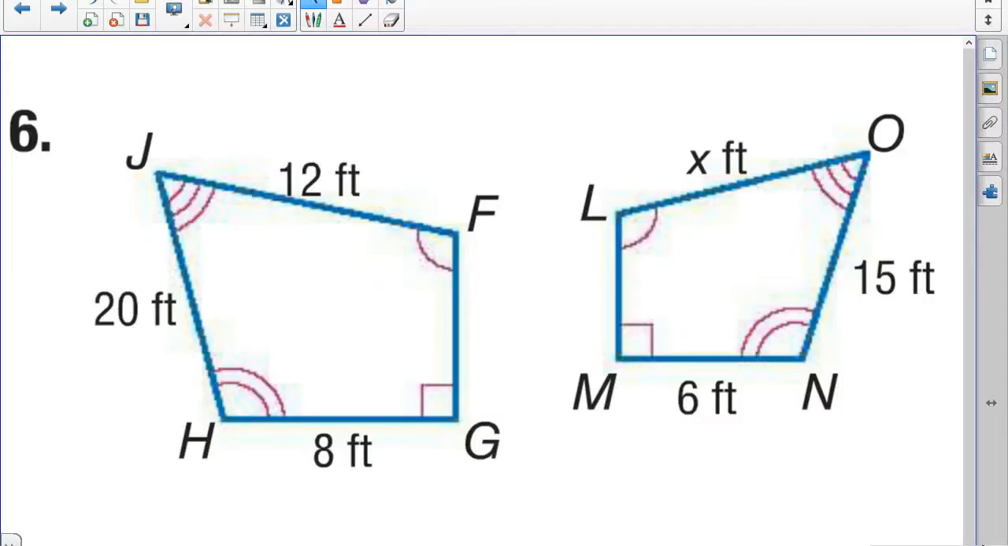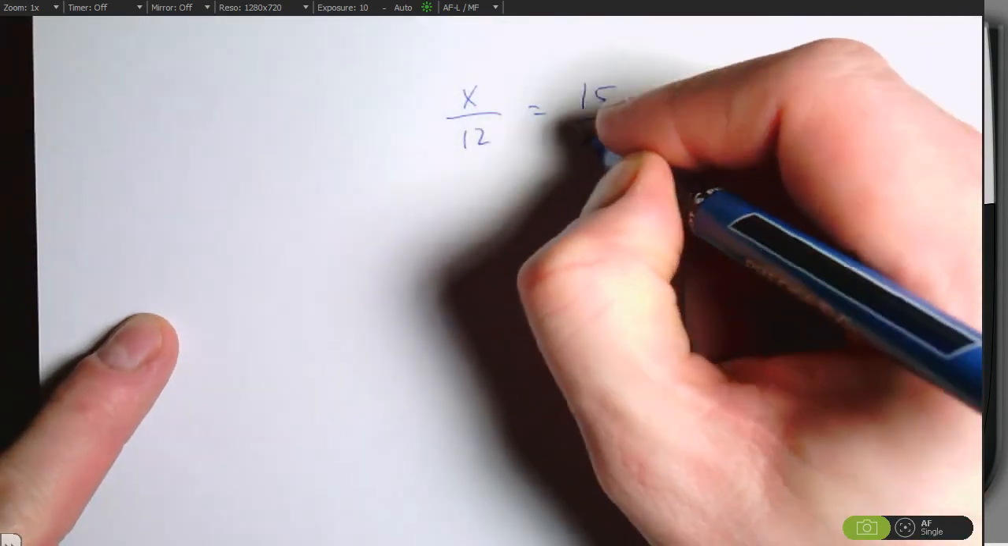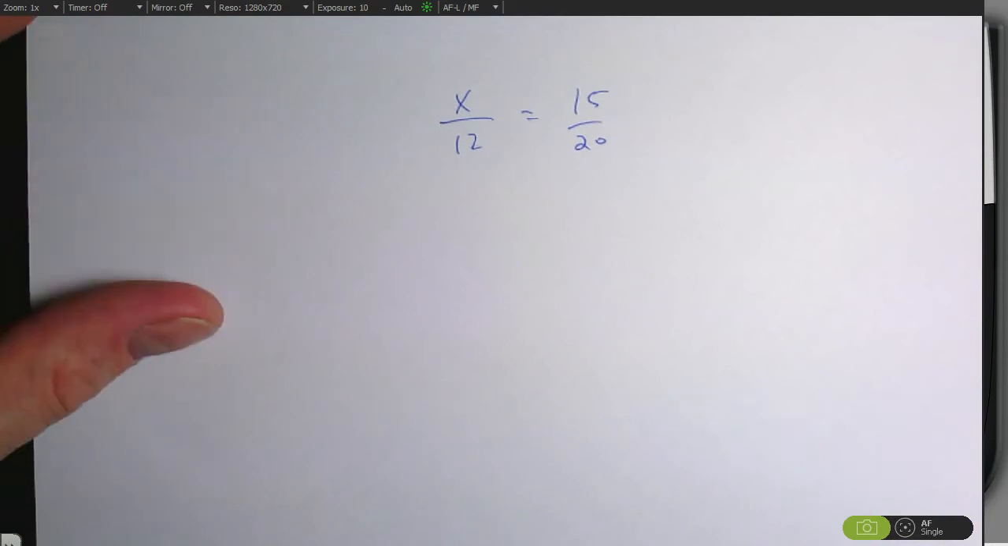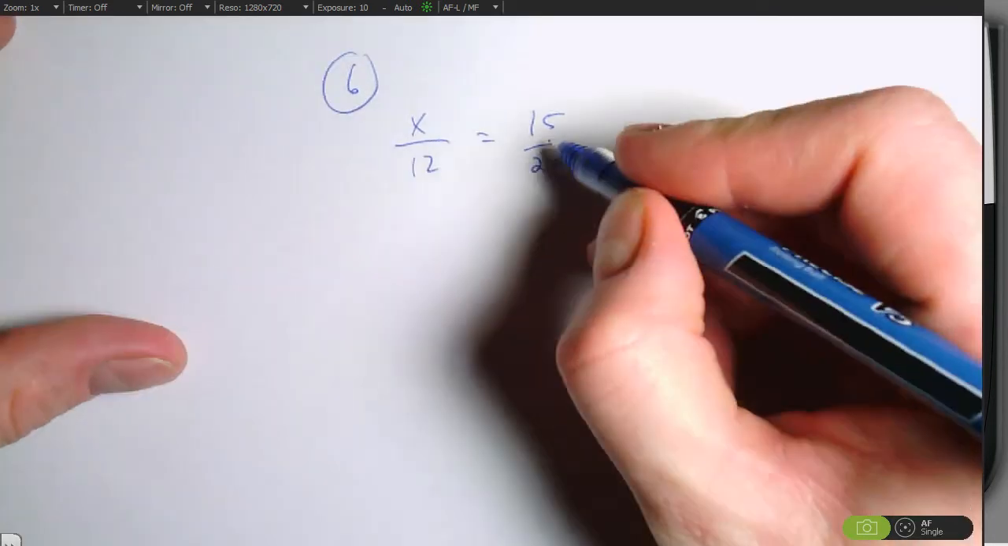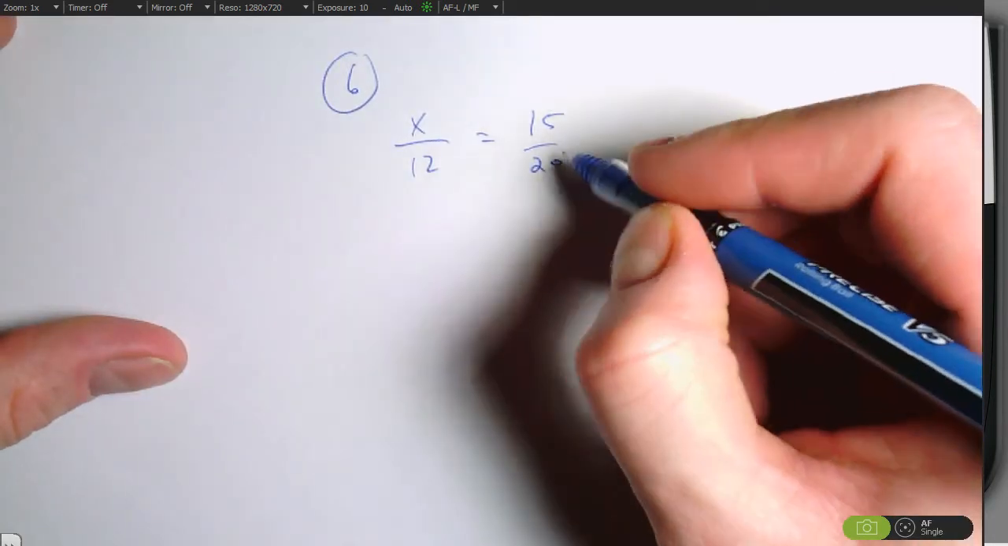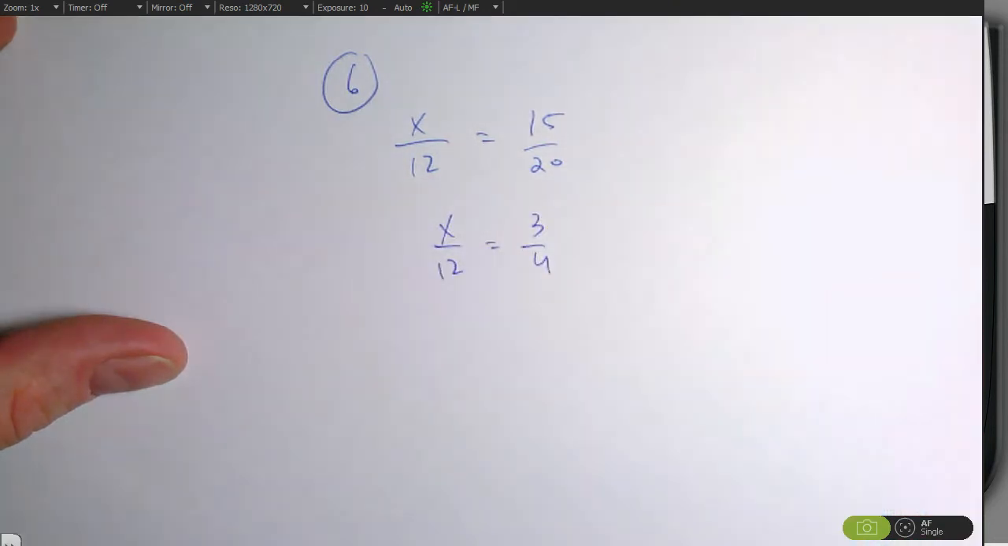X over 12 equals 15 over 20. Oh, and sorry, what problem is that? That's problem number 6 from the homework. So for me, I like to reduce these if I can. So 15 over 20, they're both divisible by 5. So x over 12 equals 3 over 4.